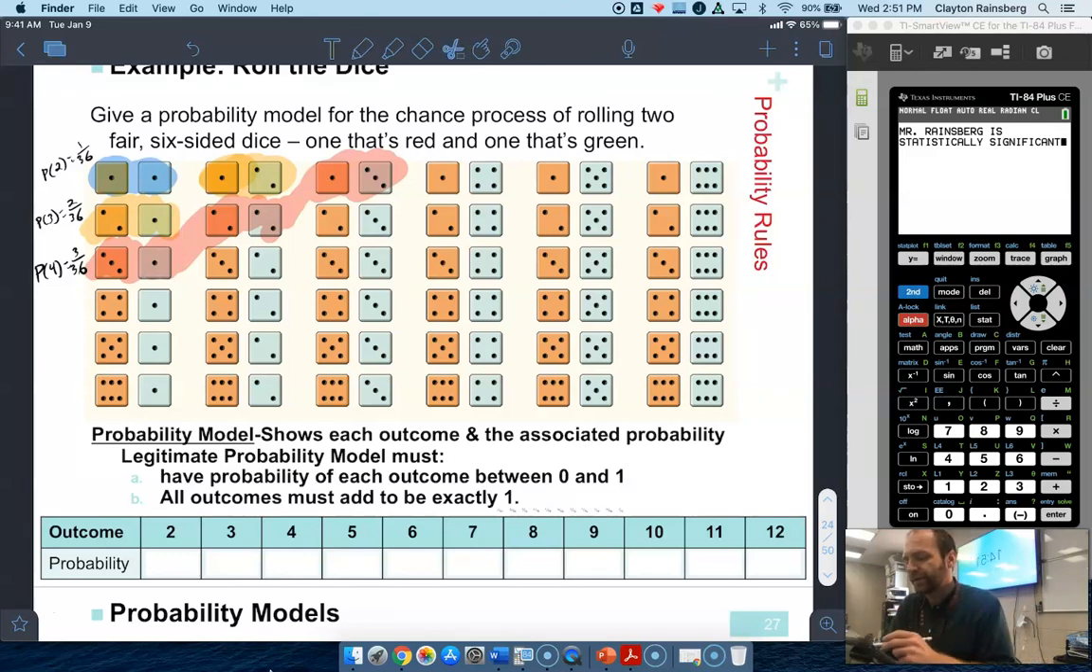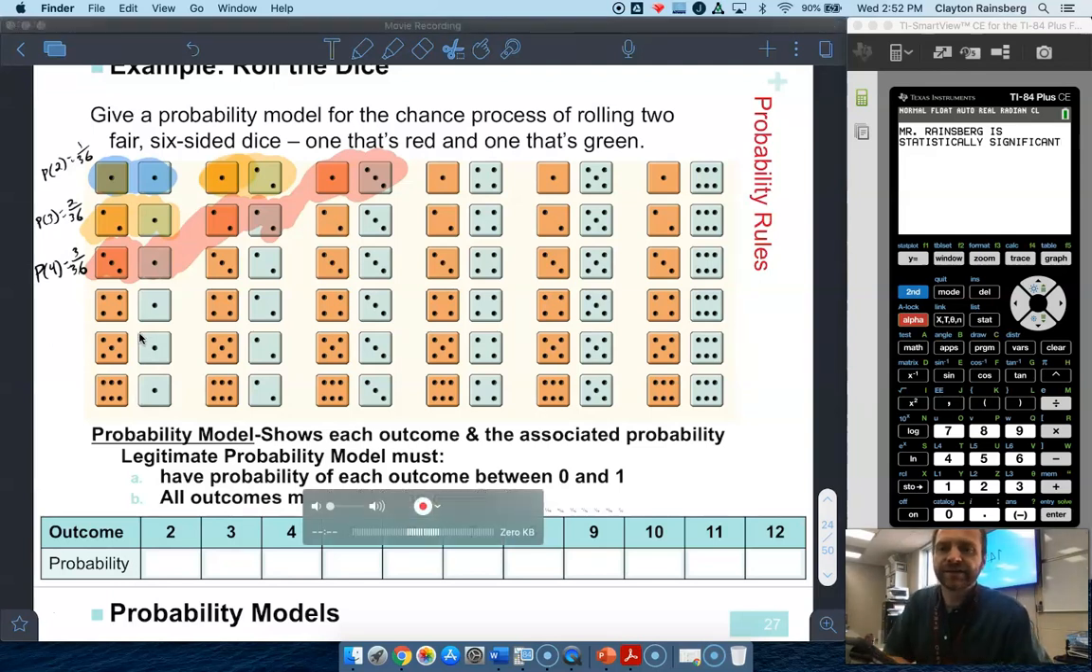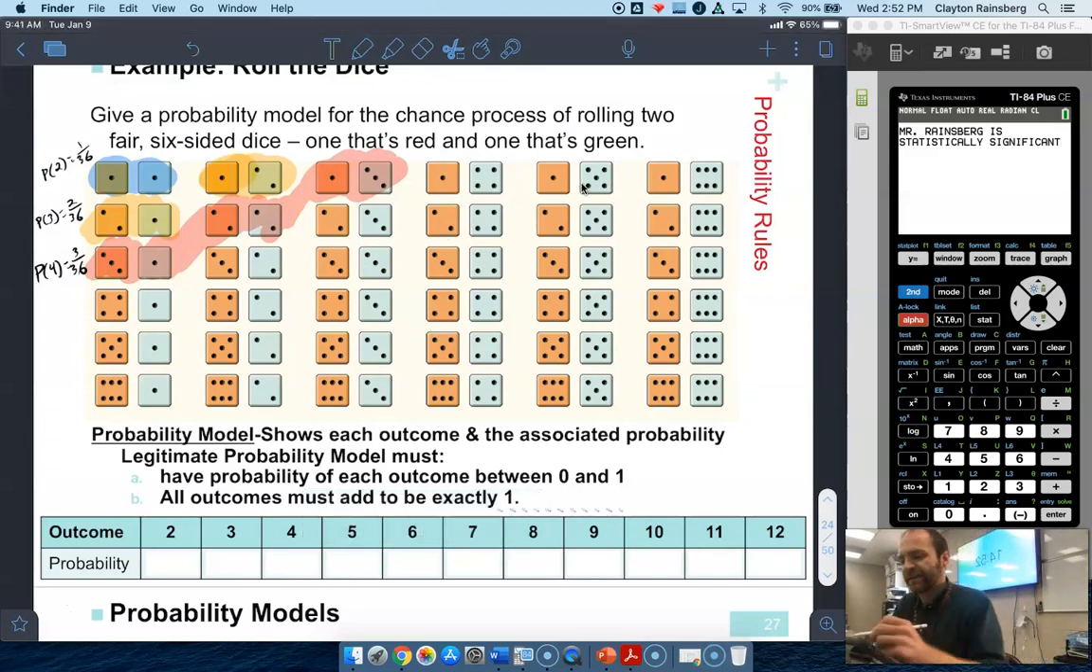If I go through and do this, then the sum of 5, if I count, and I'll use the mouse for this, is 1, 2, 3, 4. I have 4 out of the 36. A sum of 6, 1, 2, 3, 4, 5 out of 36. And notice I'm not simplifying. And again, that's because we're dealing with a probability model.